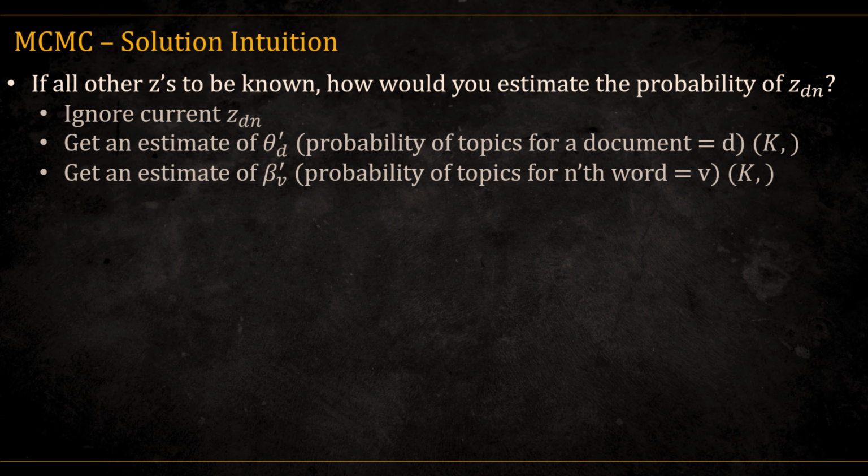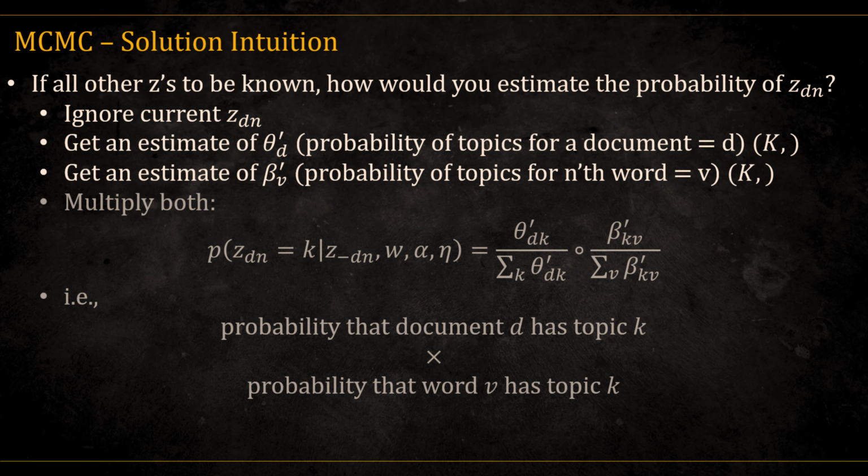If all other z's are known, we can use them to estimate two quantities. First, the topic proportions, theta, for the current document. Second, the word probabilities, beta, for the current word under each topic. The conditional probability that the current word is assigned to topic K is then proportional to the product of these two terms: the probability that the document uses topic K multiplied by the probability that topic K generates this word. This is the core intuition behind the collapsed Gibbs update.